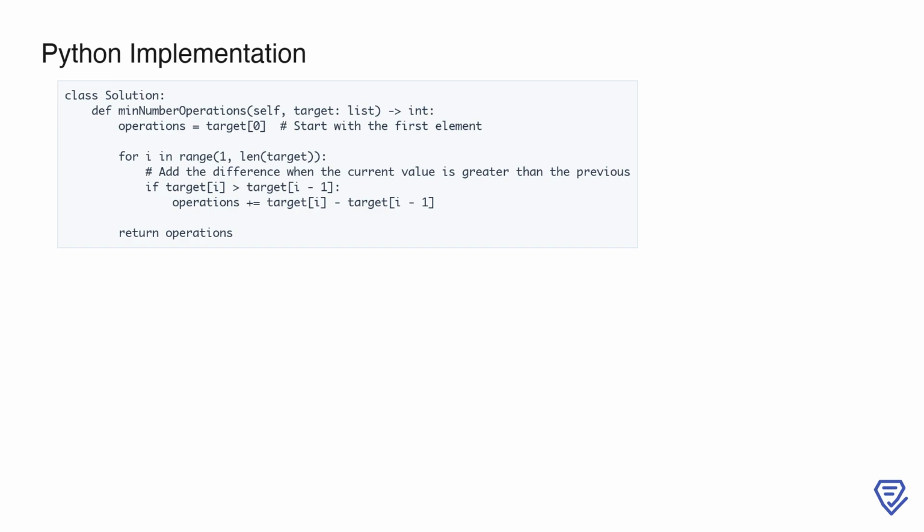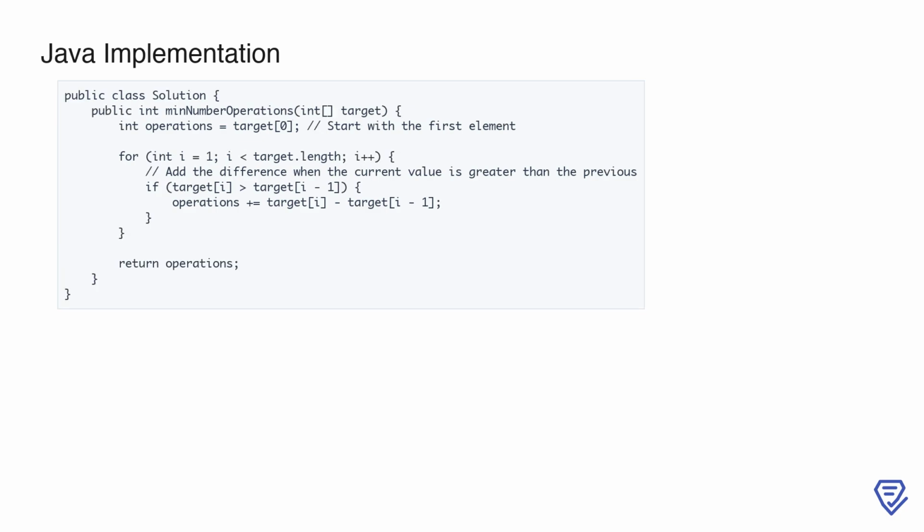Key insights. The problem can be reduced to calculating the cumulative increase in the target array values as we move from left to right. This approach is efficient with a time complexity of O(n), where n is the length of the target array, because it involves a single pass through the array. The space complexity is O(1), since no additional data structures are used. This solution is optimal and handles all edge cases, including arrays with a single element and arrays with non-increasing sequences.